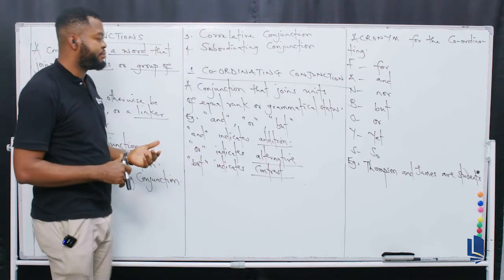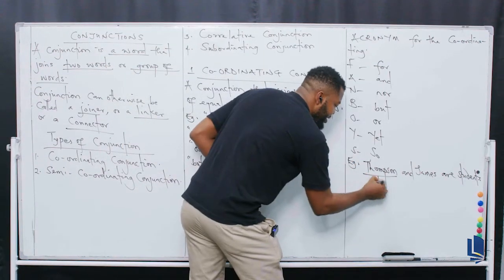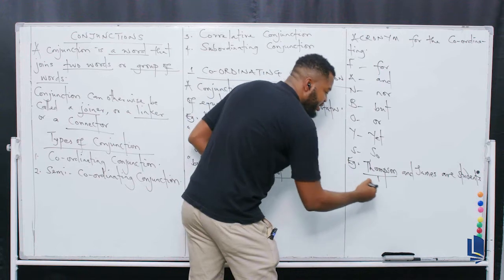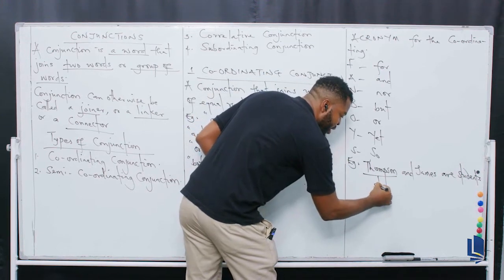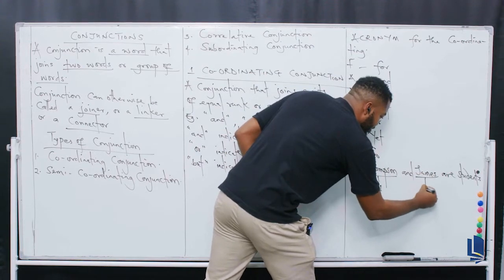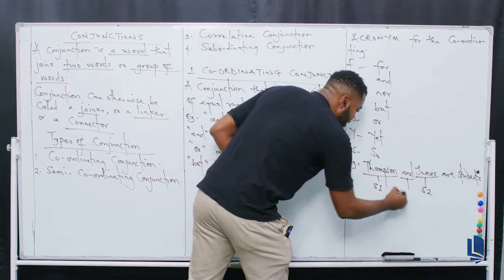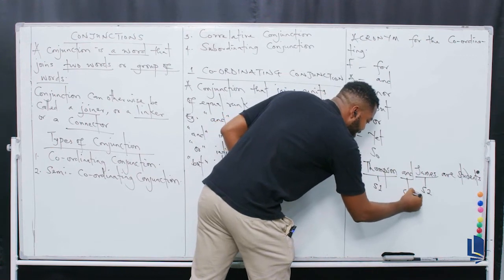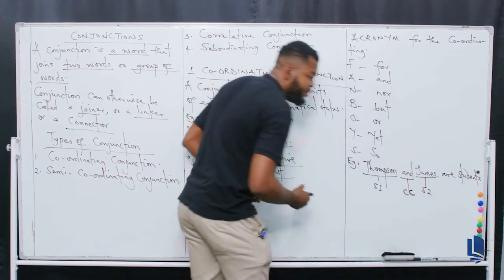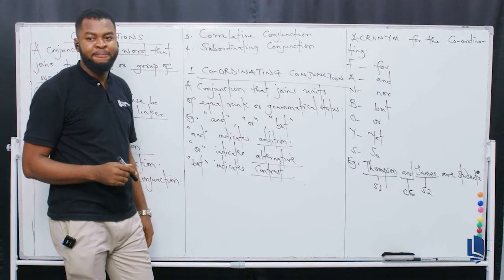You can see, for example, Thompson is the first subject, subject 1. That's S1. Then James, second subject, subject 2. All right? Now, look at and. What's this and here? That's what? A coordinating conjunction. Can you see it very well?